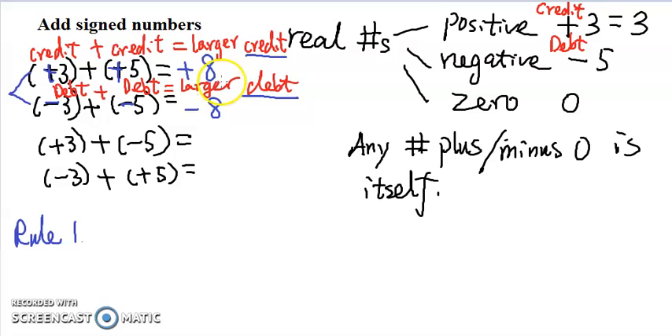So the rule is you keep the sign, and then you add the absolute value of these numbers. Absolute value means you drop the sign, so you're just adding 3 and 5 to get 8.